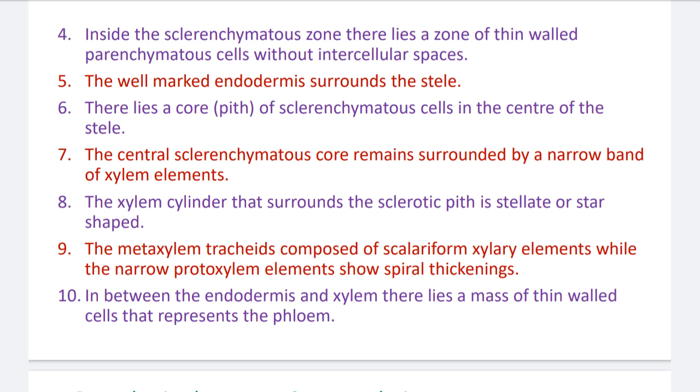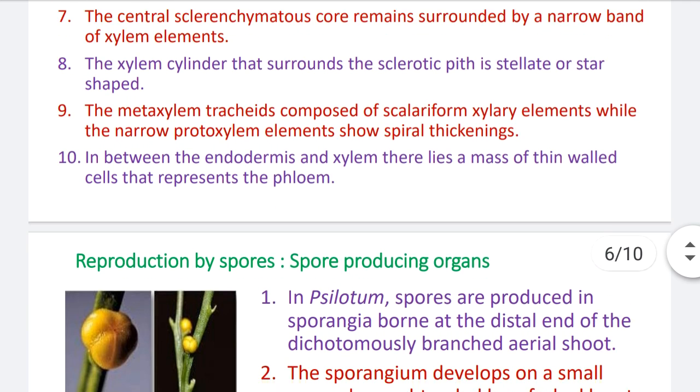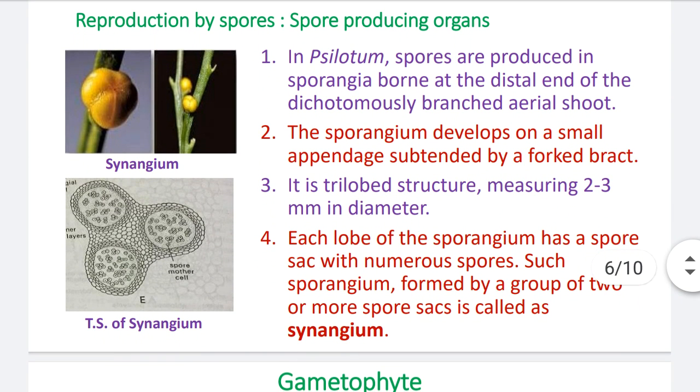Number 10. In between the endodermis and xylem, there lies a mass of thin-walled cells that represents the phloem. Phloem is there in between the xylem and the endodermis. We have just studied this phloem in the diagram. So the next aspect is reproduction by spores.